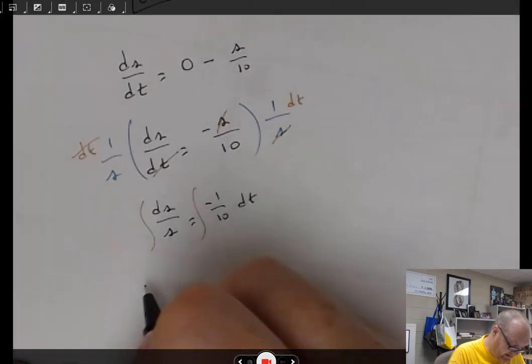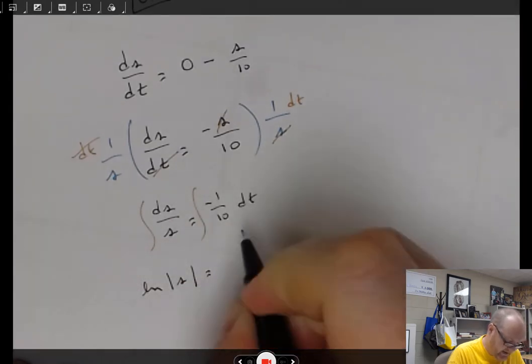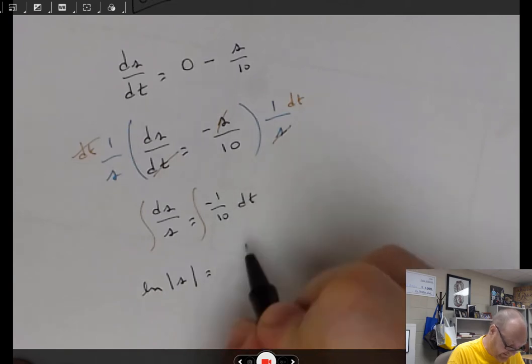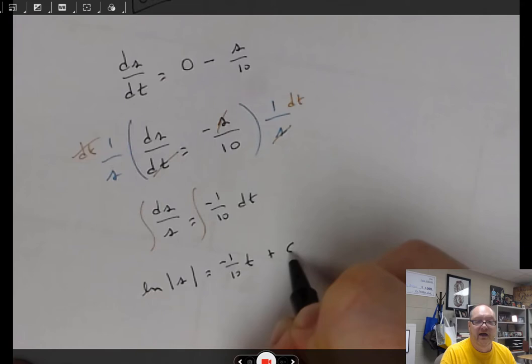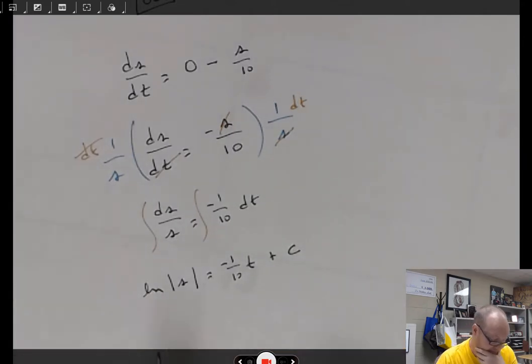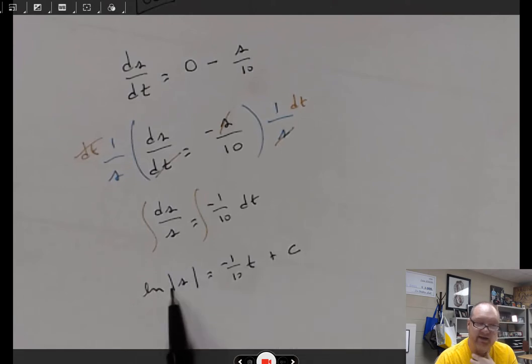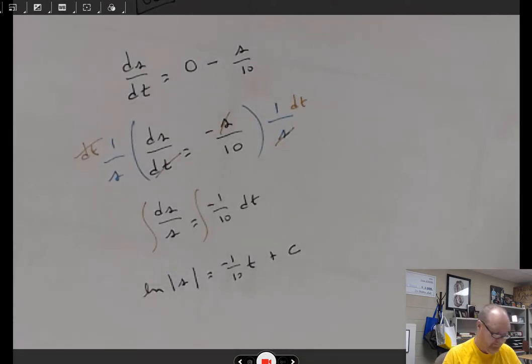ds over S, that's going to integrate into a natural log. And a negative 1/10 with respect to time is a negative 1/10 t plus some constant of integration. As happened before, I got a constant on the left-hand side as well. A constant and another constant is still a constant somewhere.